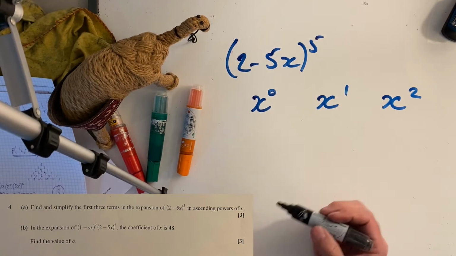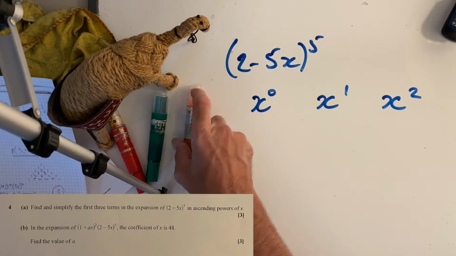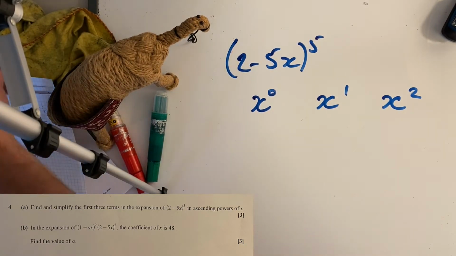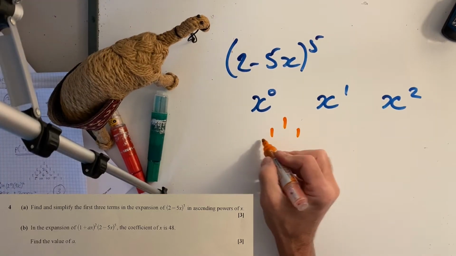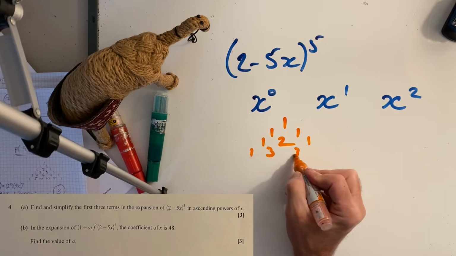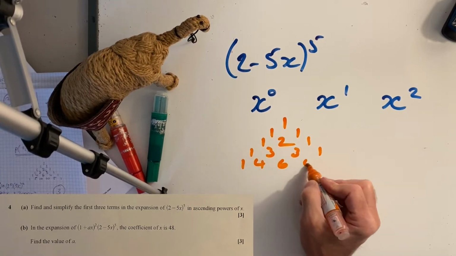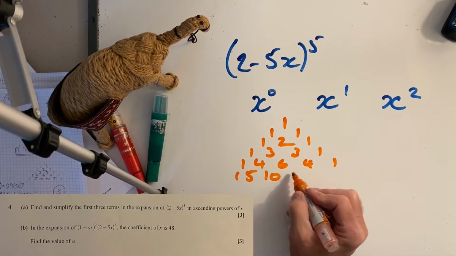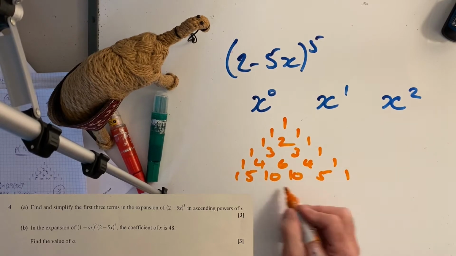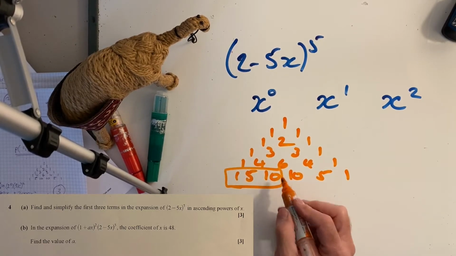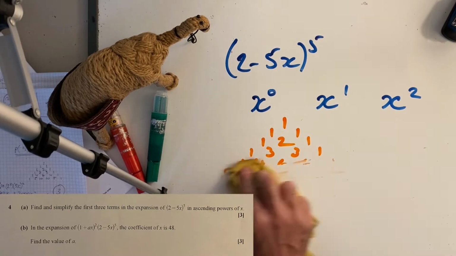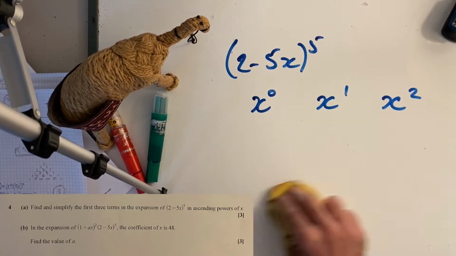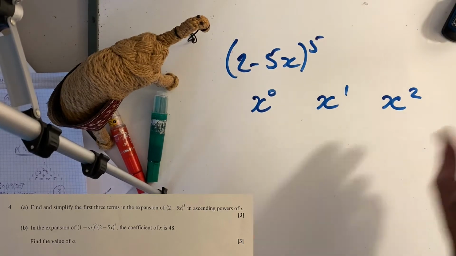It's a power of 5, so you can look at Pascal's triangle. Let me just show you how that all works. You should remember how that works. You've got the 1, and so you can see here 1, 5, 10, 10, 5, 1, the symmetry. So these are our coefficients in front of these values here, 1, 5, and 10. So they're going to sit in front of these values here.